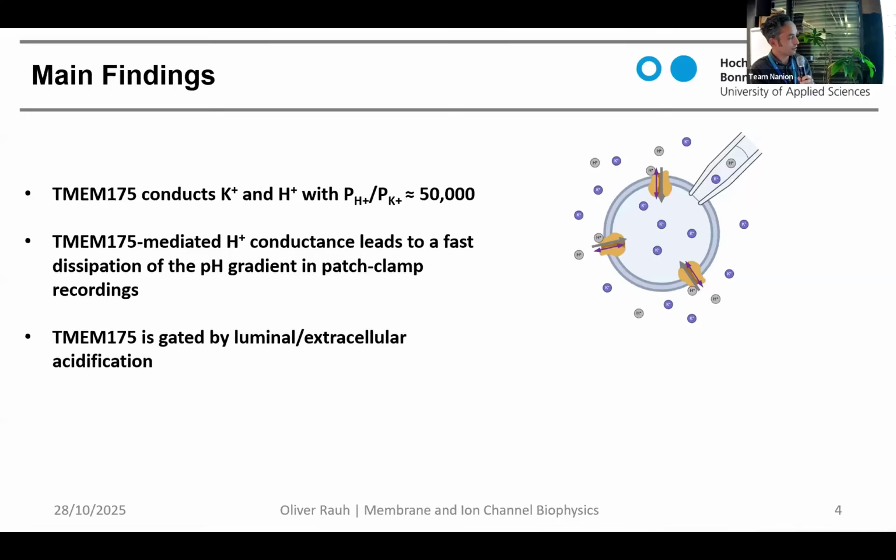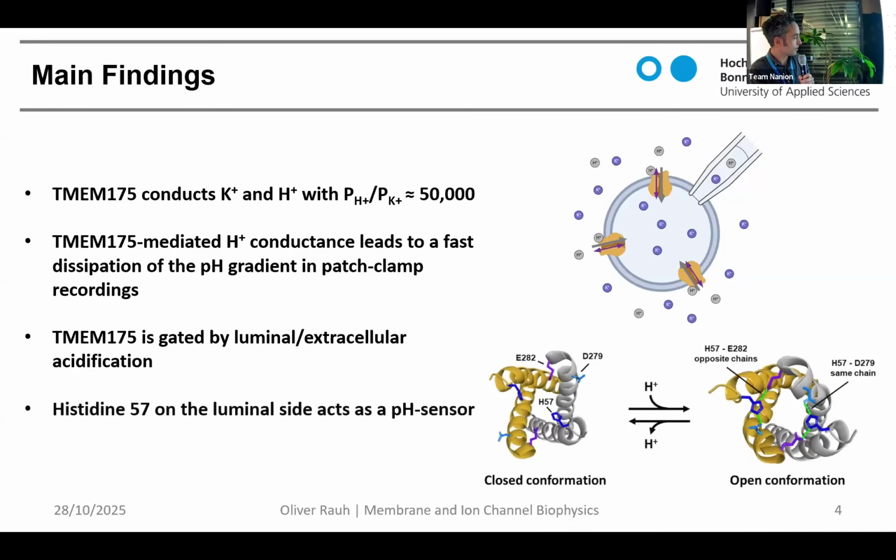TMEM175 is gated by luminal acidification, or in the whole cell patch clamp configuration, acidification on the extracellular side. And we found that histidine 57 on the luminal side of the protein acts as a pH sensor.